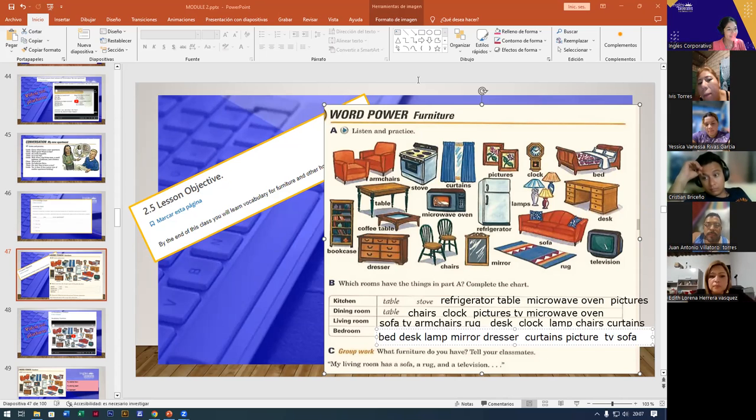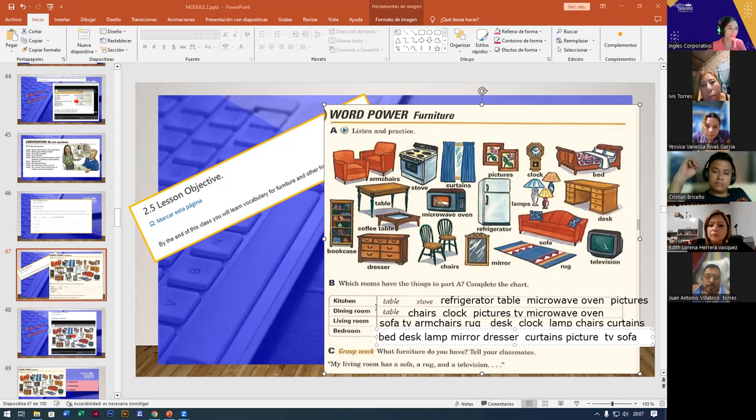Sometimes a bookcase. Yes, that is true. If you like to read before going to bed, you can have a bookcase too. Yeah, that is true. Now, let's watch the video.